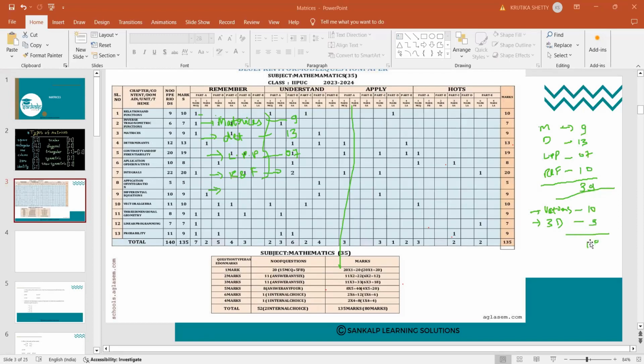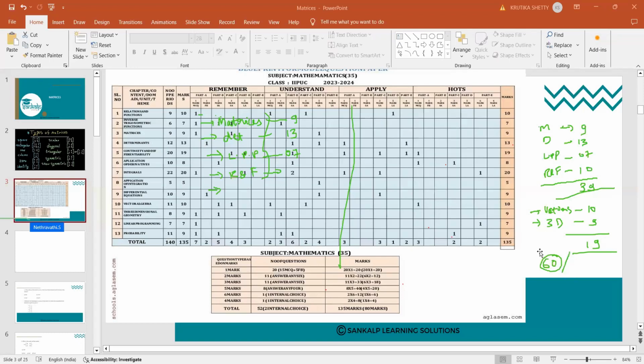So roughly, 39 plus 19, if you add, it will be approximately equal to 60 marks. So this is how you can score 60 marks in mathematics out of 80. And these are the topics where we need to concentrate.